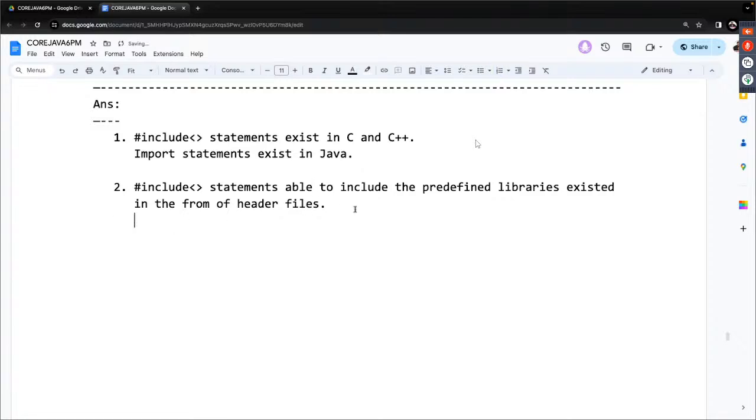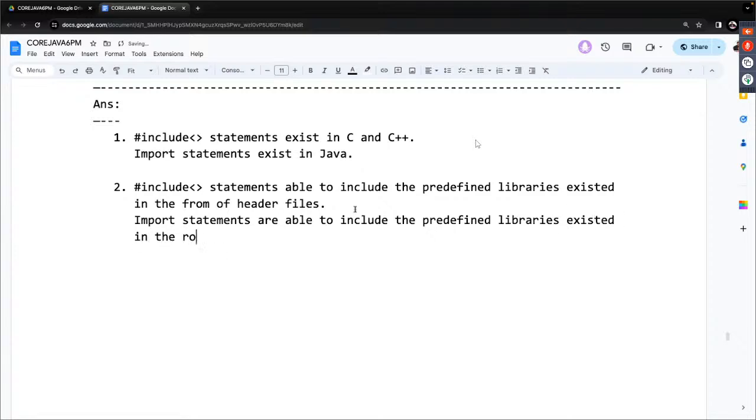Next one, import statements are able to include the predefined libraries existing in the form of classes and interfaces inside the packages, or simply saying, packages. Right, sir. Hash include statements are able to include the predefined libraries existing in the form of header files. Import statements are able to include the predefined libraries existing in the form of classes and interfaces inside the packages.